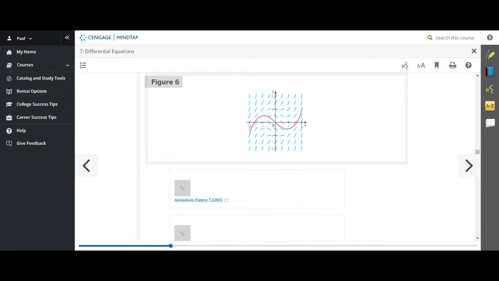Okay, and you see they draw a solution on the direction field. You see how the solution obeys the direction field? It's like, think of current in a river.